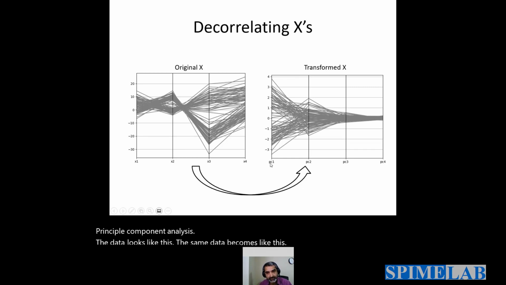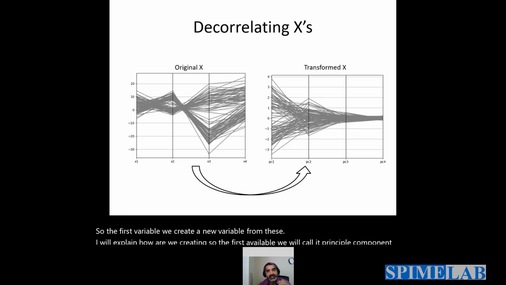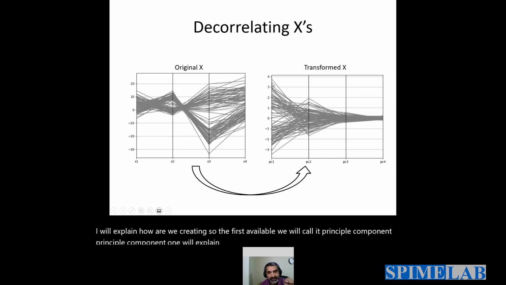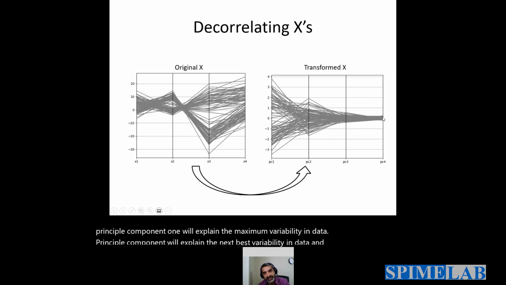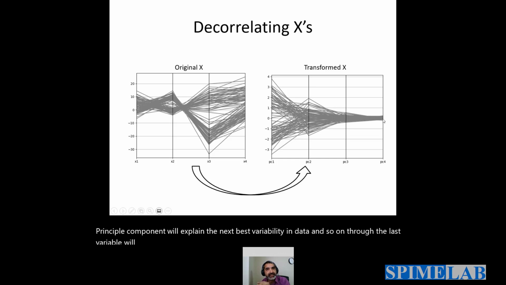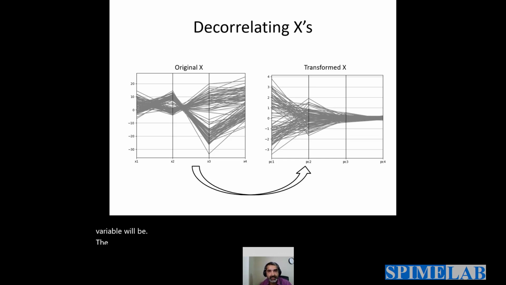So the first variable, we create a new variable from these. I will explain how we are creating. So the first variable, we will call it principal component. Principal component 1 will explain the maximum variability in data. Next principal component will explain the next best variability in data, and so on. So the last variable will be the least important in terms of explaining the variance in data.